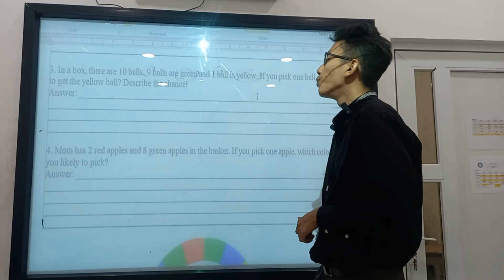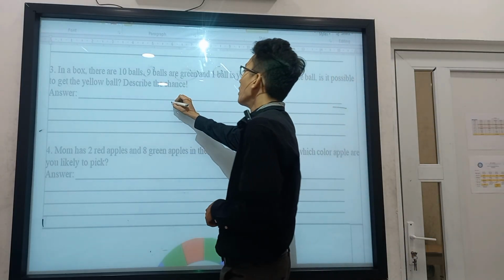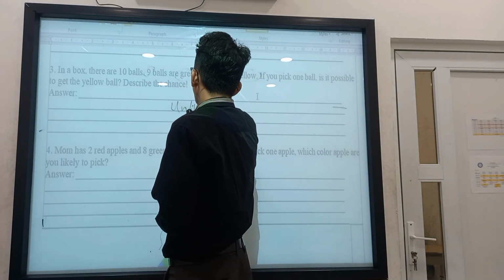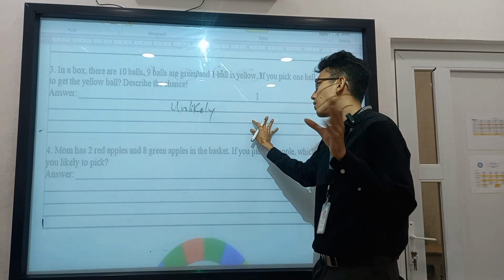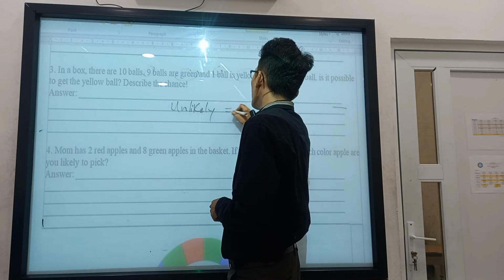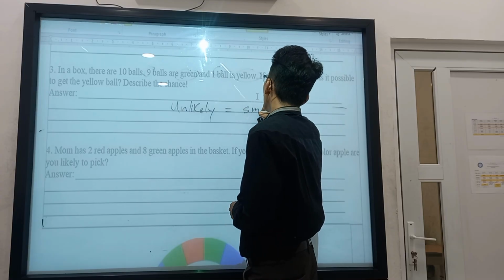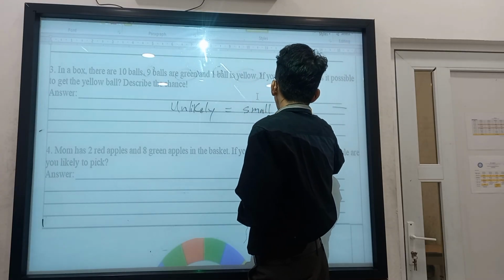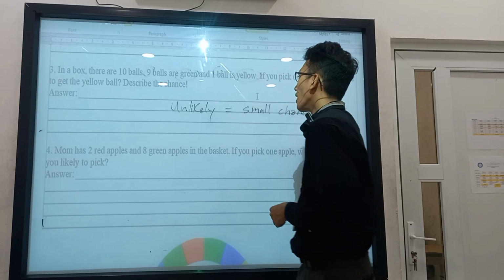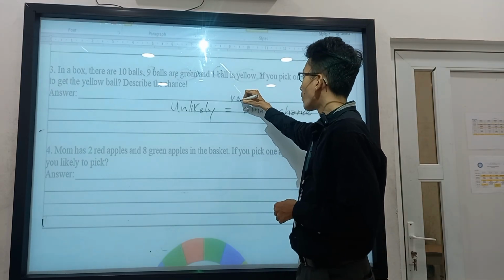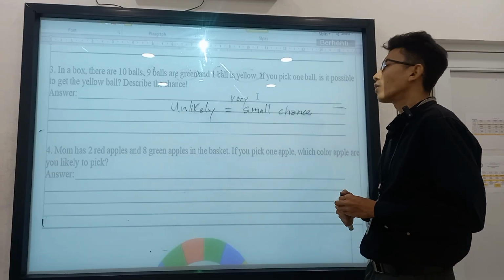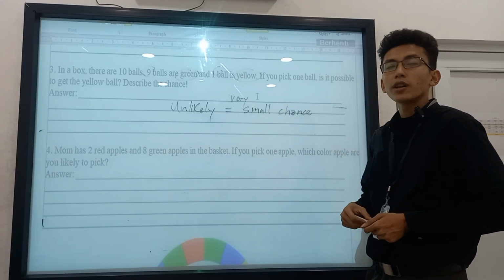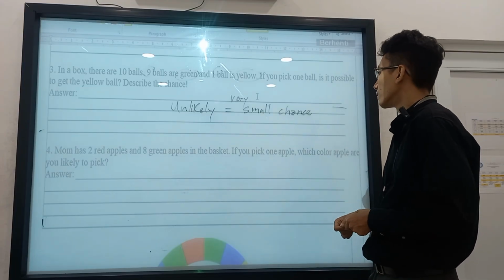Yes, it is possible, but the chance is so tiny. If something is so tiny, it only has a very, very small chance. It is the same as unlikely, a small chance. It is unlikely. That means it is not about to happen. Yes, it shouldn't happen, but the chance is very small.